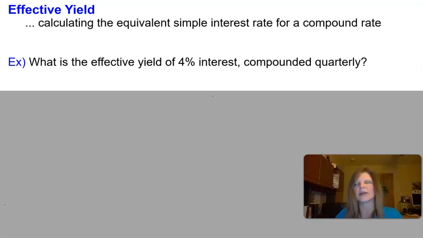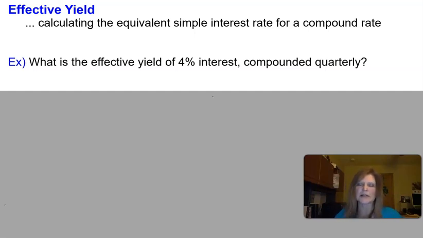Okay, so we know that compounding does give us more interest than simple interest, but how much better? And if I'm trying to compare two accounts, one that offers me monthly compounding to one that offers me quarterly compounding, and the rates are very close, how can I really tell which one's going to be better? Because more compounding is better, but a higher interest rate is better.